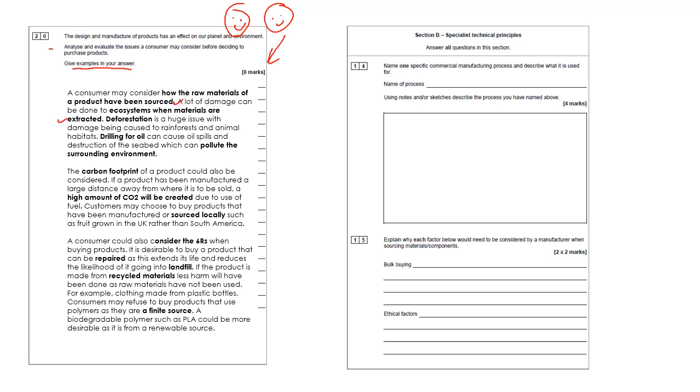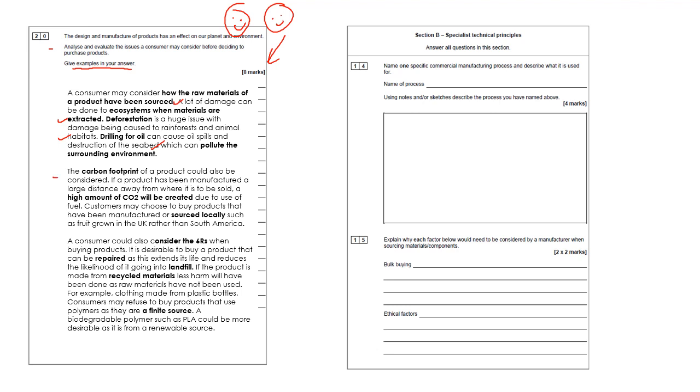Deforestation is a huge issue with damage being caused to rainforests and animal habitats. Lovely. Well, not lovely, bad. Drilling for oil can cause oil spills and destruction of the seabed, which can pollute the surrounding environment. So already 4 or 5 marks in that first paragraph.